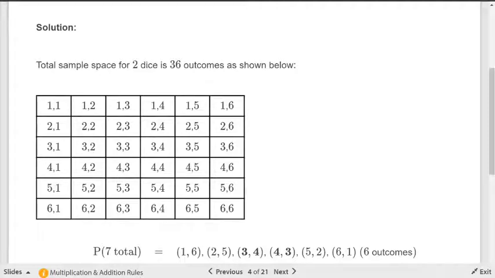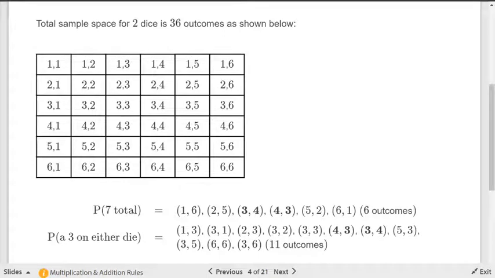How many different outcomes does it say there are? 36. It says so right there at the top. There are 36 different outcomes and 6 of them work. So 6 out of 36 is a probability of 1/6. Do you agree? Reducing it?